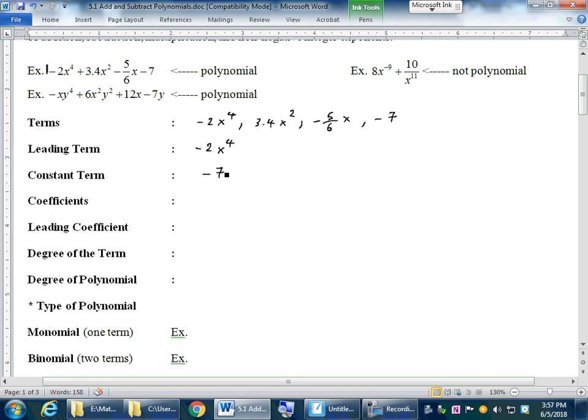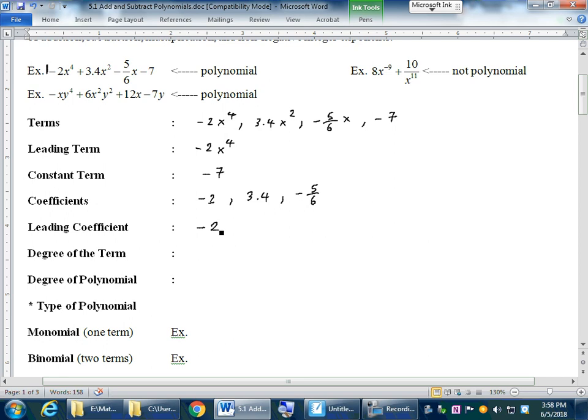The coefficients are basically the numerical factors that are associated with the variable in each term. So in the first term, the coefficient will be negative 2. In the second term, the coefficient will be 3.4. The third term, the coefficient will be negative 5 over 6. And the last term is a constant term, so that's a coefficient. The leading coefficient is basically the coefficient in the leading term. So in this case, the leading coefficient is negative 2.